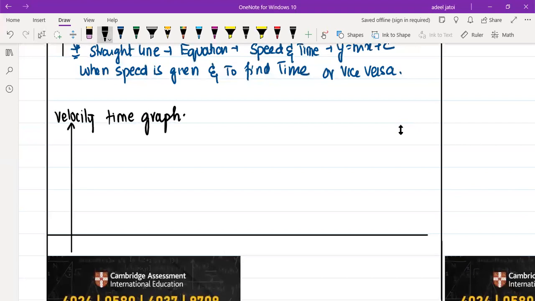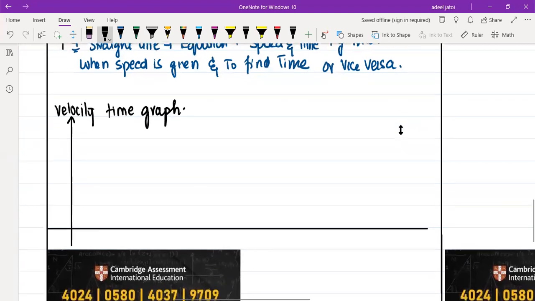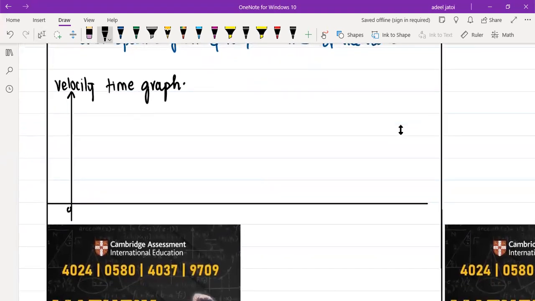So on the y-axis we have velocity and on the x-axis we have time. So we'll be starting off with T1, T2 again, 0, T1, T2, T3, T4, T5, T6, T7. So let's just mark the pointers.